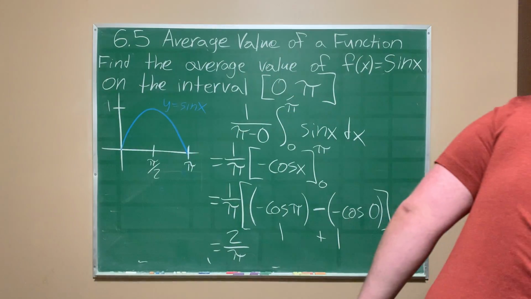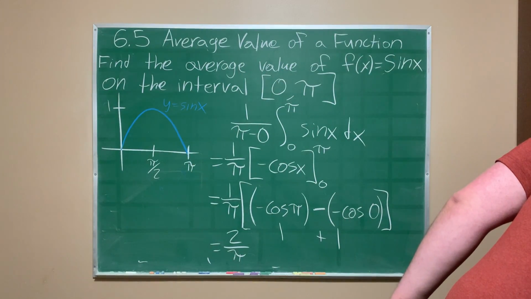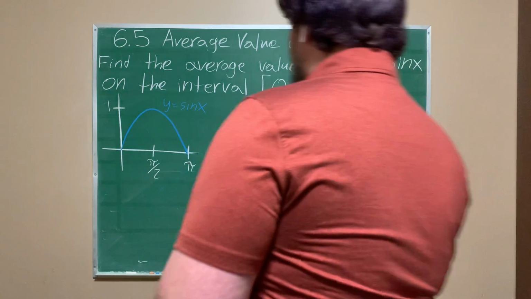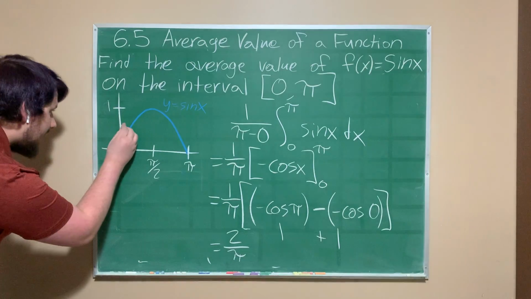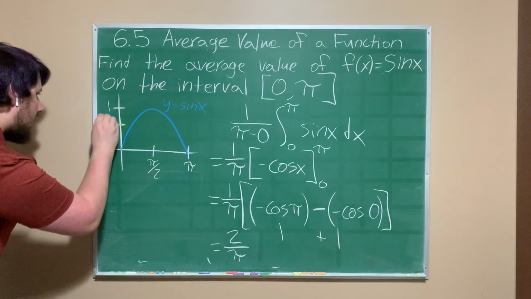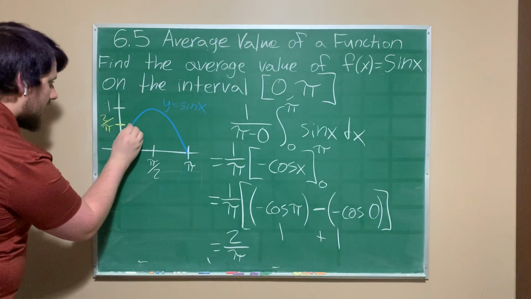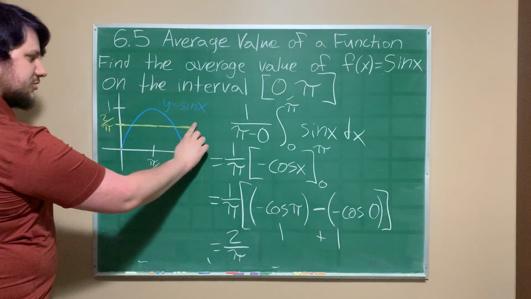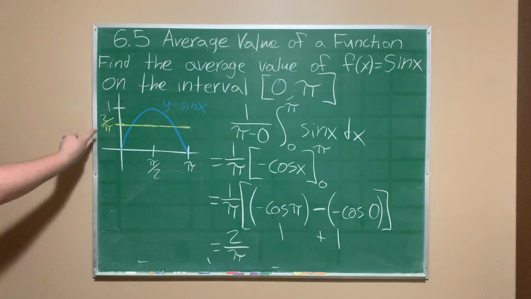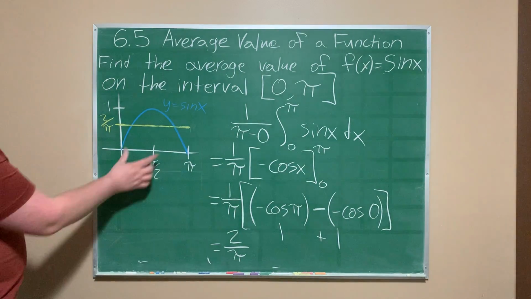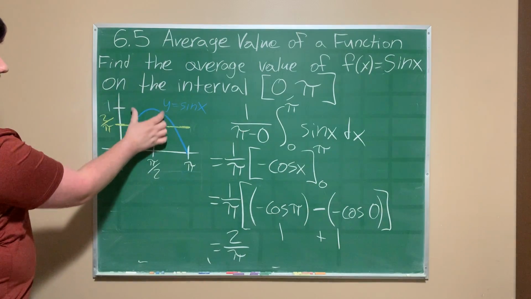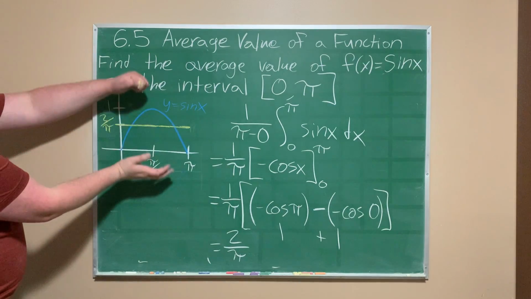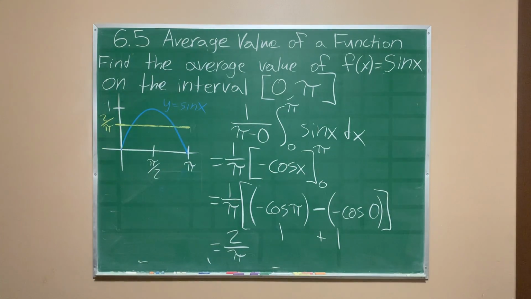And 2 over pi comes out to about 0.637, or right around here. Call that 2 over pi. So we're looking at right here to get the average value of this function. Again, my graph is approximate here, but you can see that most of the function here is above the line here that we came up with, and there are some smaller spots down below. So there should be some canceling out to give us that as our average value.